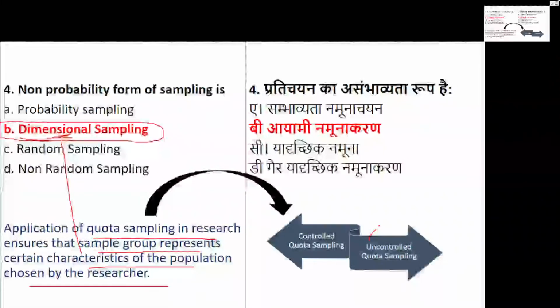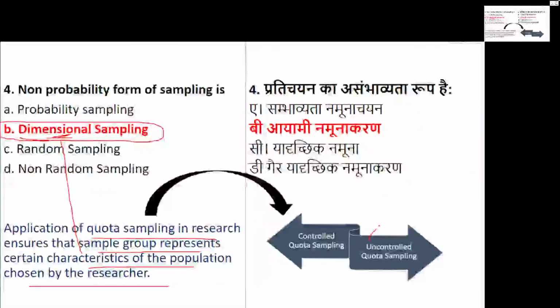Is it clear? Students went a little bit wrong on this answer. I hope I have informed you what exactly this non-probability sampling is. Is it clear with everyone? Fine, let's go to the next question.